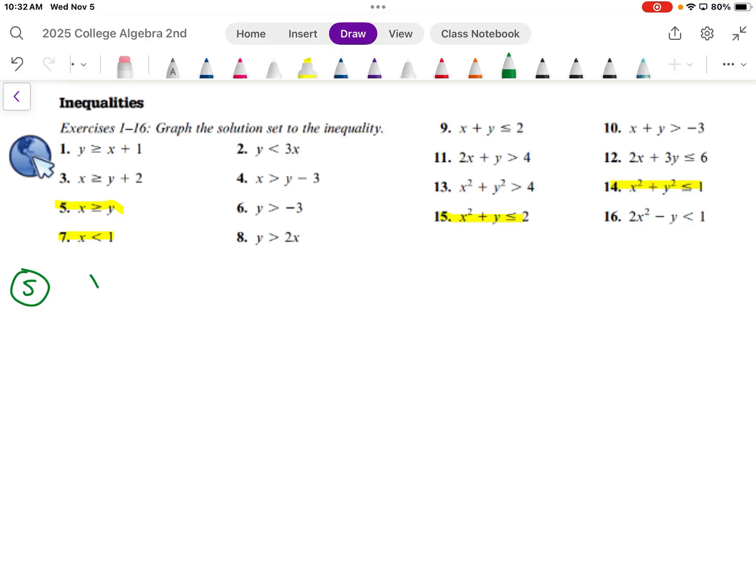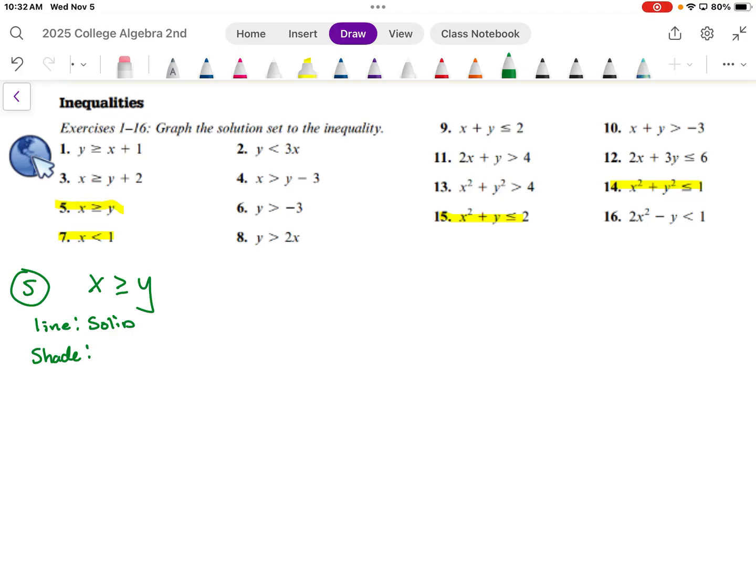Number 5 says x is greater than or equal to y. Well, that's already solved for y. It just says it in the reverse order. So with that in mind, what type of line do I get to draw? Solid or dash? Solid line. Now, where do I get to shade? Above or below?